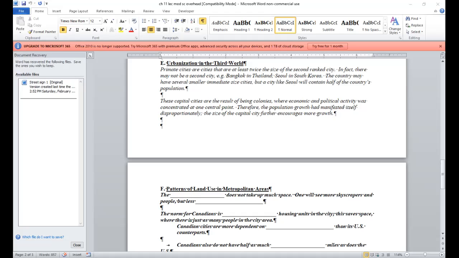These capital cities are the result of once being colonies, where economic and political activity were concentrated at one central point. Therefore, the population growth has manifested itself disproportionately. The size of the capital city further encourages more growth.